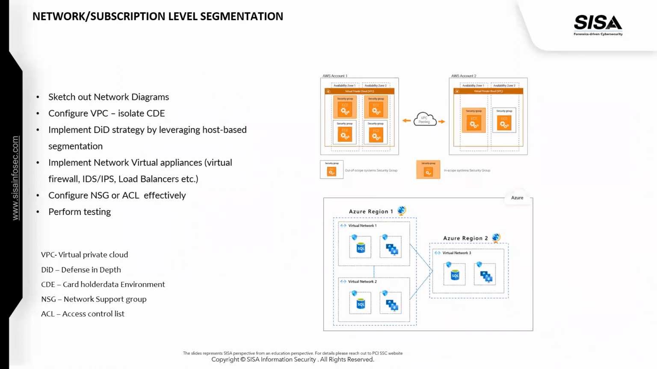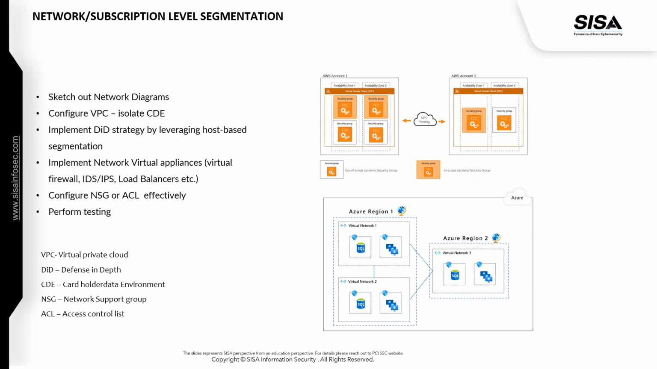Another level of segmentation can happen on the network level as well. Different cloud service providers call it differently. In AWS, we call it network segmentation. In Azure, we call it subscription-based segmentation and all of that. What you should be really sure of is, are you really sure about your network diagrams? Are all your network diagrams updated? Do you understand where the segmentation layer has to come? That's very important.